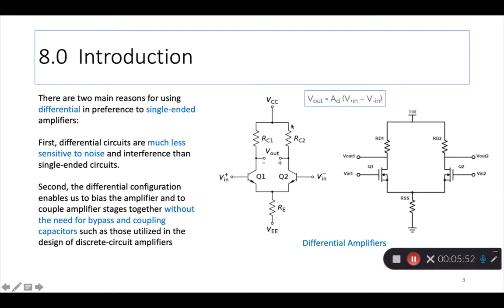Make sure you become familiar with how the two are connected. The two collectors are connected in this case, and then the emitters are connected also in this way. Similarly here for the NMOS devices, the two drains after the drain resistors are connected, and the two sources before the biasing resistor RSS are connected like this.